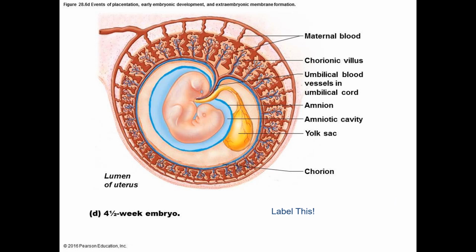Alright, so here's where I'm giving you a picture so that you can label all of those extra embryonic membranes that we just went over. So again, that blue layer is the amnion, you got your yolk sac, you have your allantois, and then your chorion is what helps form the placenta out here.